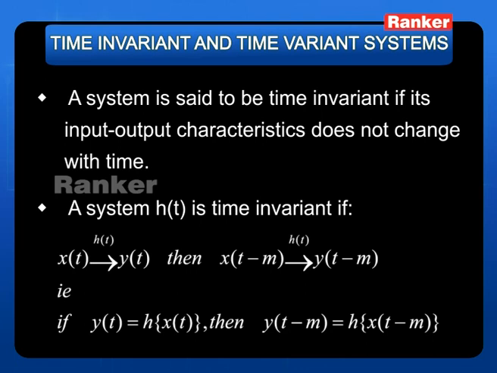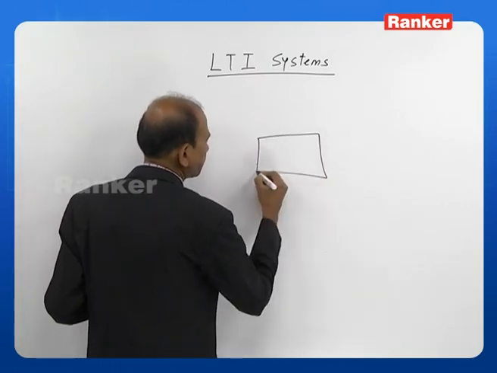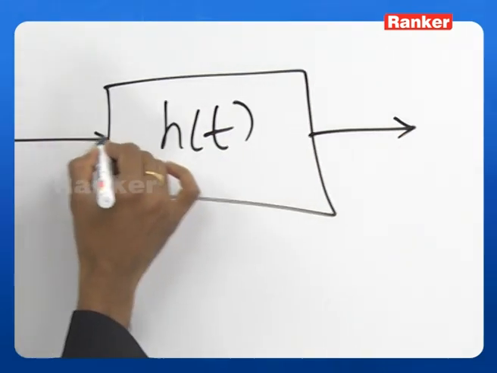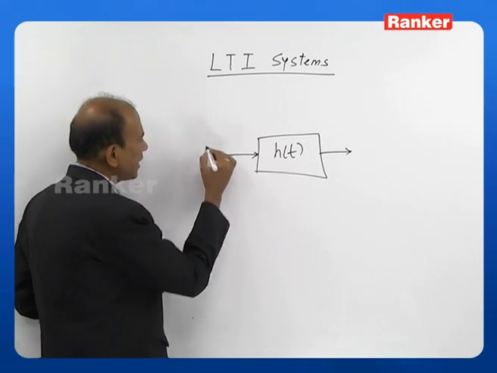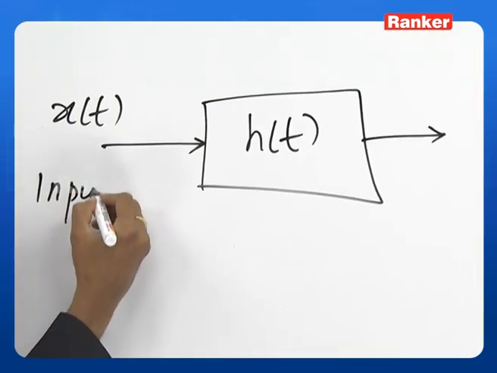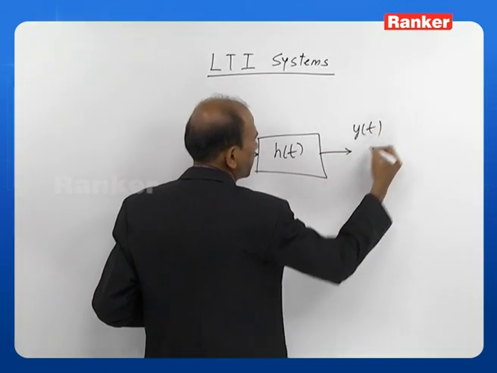Now let us see this a little carefully here. What is it I am taking? I am taking a system having a function called the transfer function, which is equal to h of t. The system input, let us say, is x of t. This is my input to the system, and y of t is the response of the system.